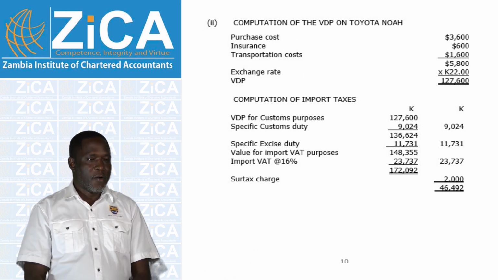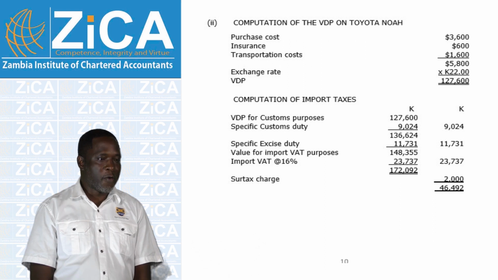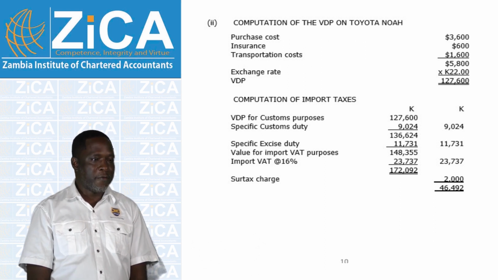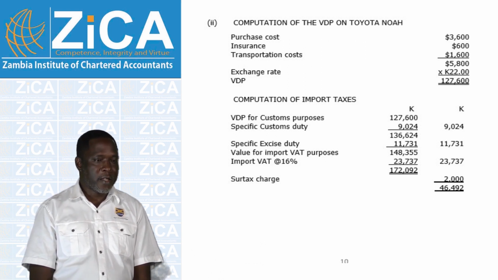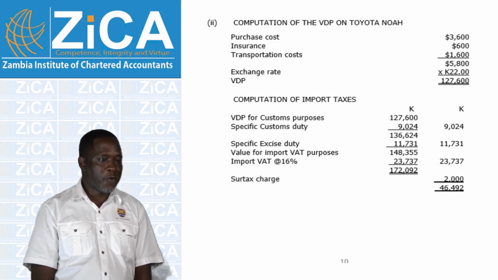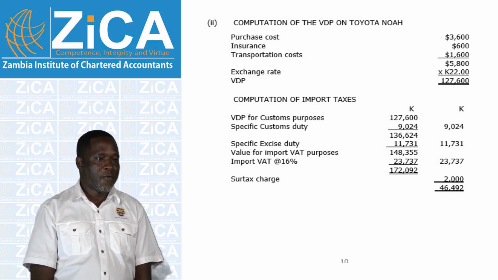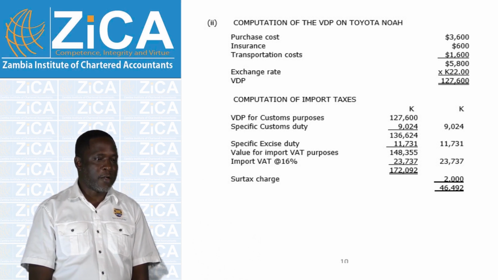Alright, so as you can see there, we are now doing the second part of the computation. We already determined the VDP, which was 127,600. Now we have just identified from the taxation table that the specific customs duty was 9,024, so it is just a matter of adding it to the VDP for customs purposes of 127,600, and the total comes to 136,624.